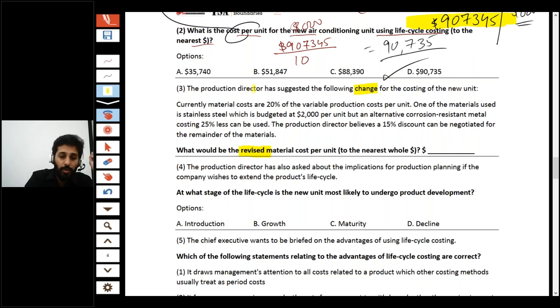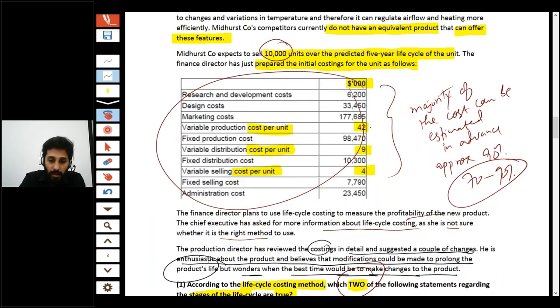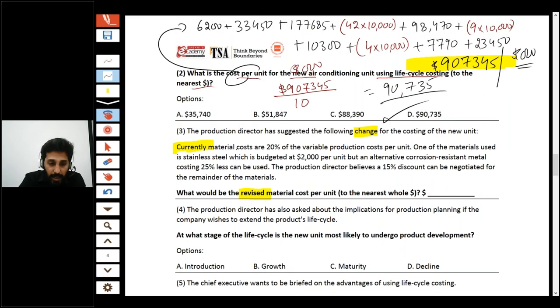Okay. So the production director has suggested the following change for the costing of the new unit. Currently, the material costs are 20% of variable production costs. Whenever there is a change, you need to have the information of the current material. The variable cost is 42,000, right? And currently the material cost is 20% of the variable cost. Okay. So this is the thing.